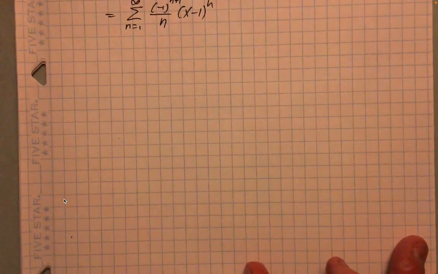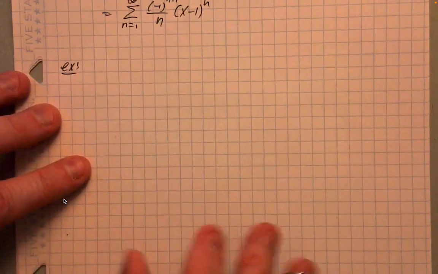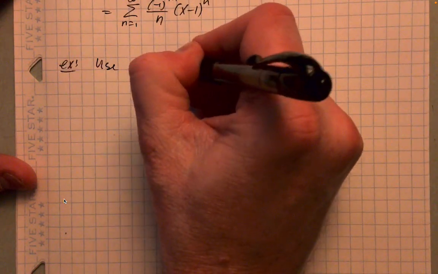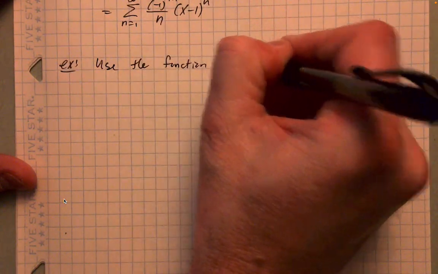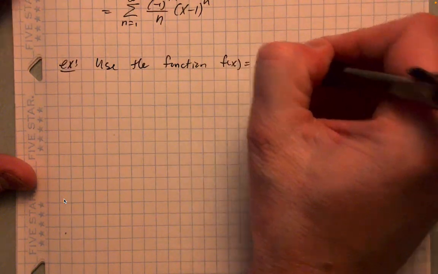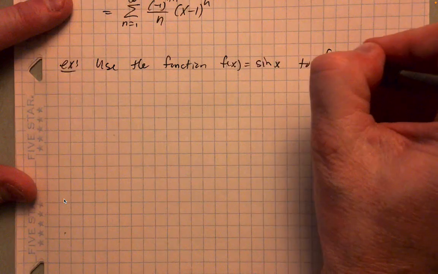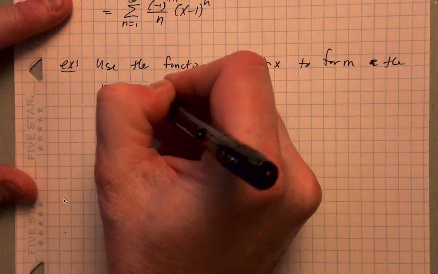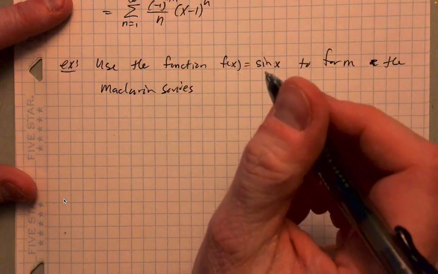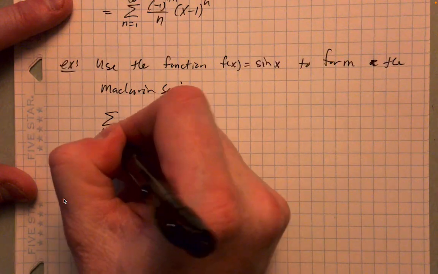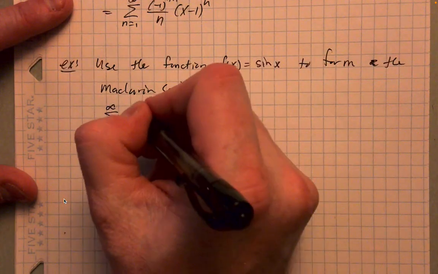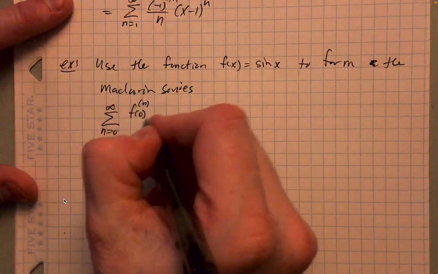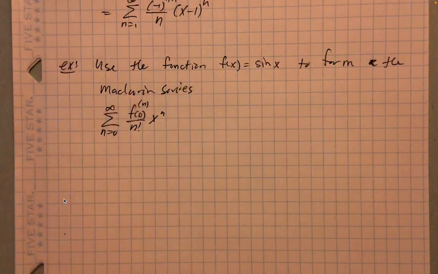Let's take a look at another example here. So here what we're going to do is use the function f of x equals sine of x to form the Maclaurin series, and it'll be this guy here, n equals 0 to infinity of the nth derivative of f at 0, divided by n factorial times x to the n.